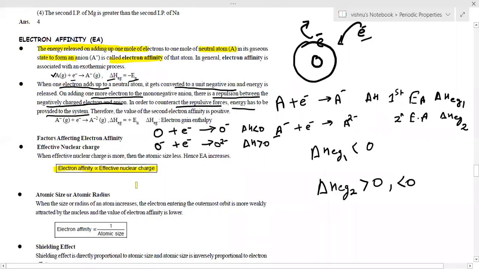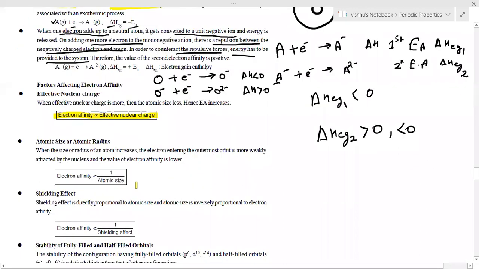Okay, right? Because when you talk about the size, if size becomes bigger, the attraction of the nucleus decreases, Z effective decreases, and when we add an electron, there will be less release of energy. So I can say that electron affinity is inversely proportional to atomic size. Okay, so yeah, this you have to remember.